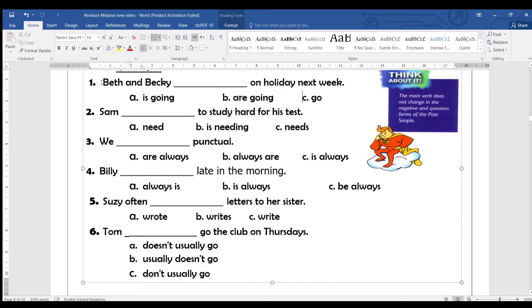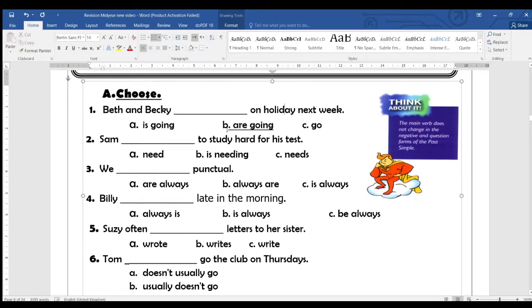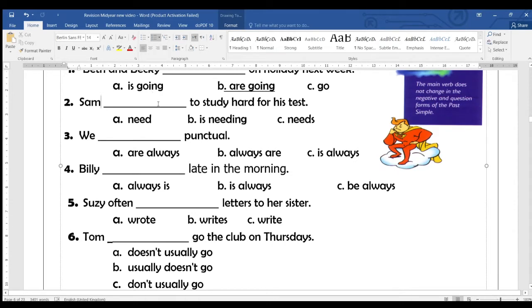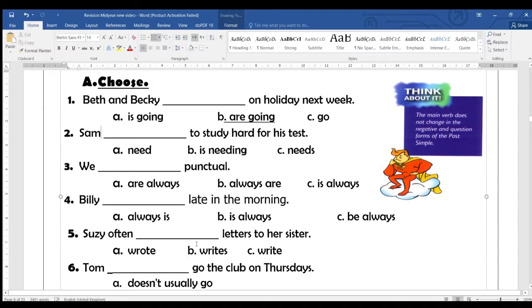The subject here is Beth and Becky. So what do you think? Am I going to say this is going or are going? Yes, are going, because Beth and Becky are equivalent to they. So that's how you answer question A. But before we move on, Junior 4, I need you to finish until number 6. Finish it in your sheet, answer it all, and then come back to the video to continue onto question B.